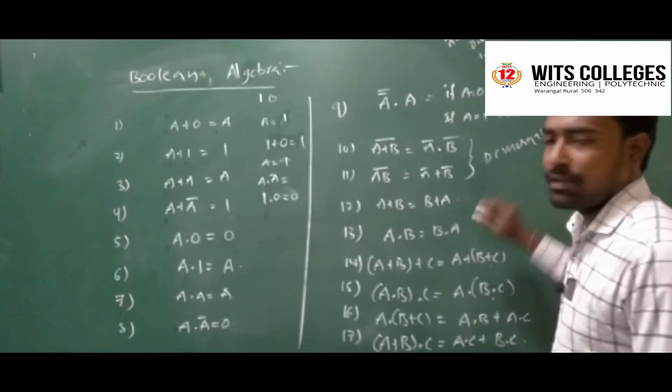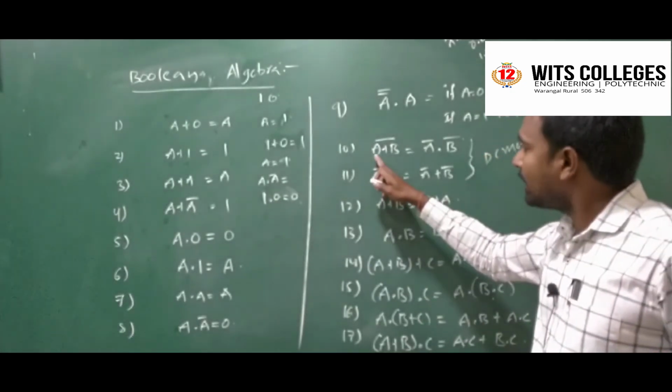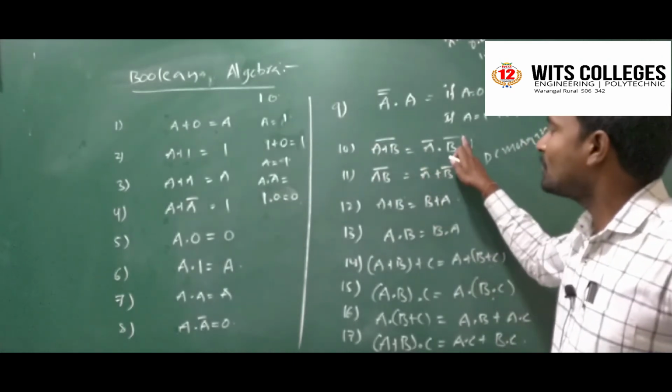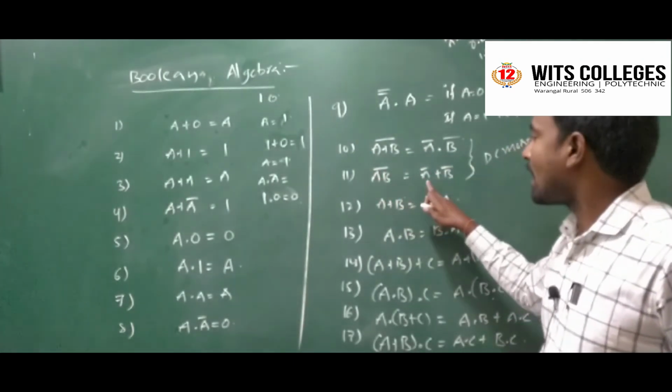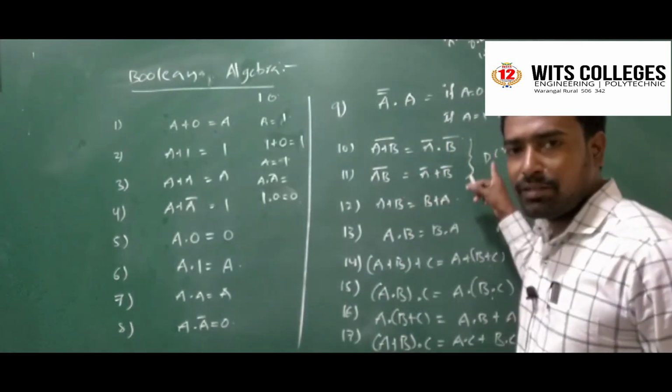And these two laws are called De Morgan's laws. Coming to De Morgan's law, A plus B whole bar can be written as A bar into B bar, and A into B whole bar can be written as A bar plus B bar. These two are called De Morgan's laws.